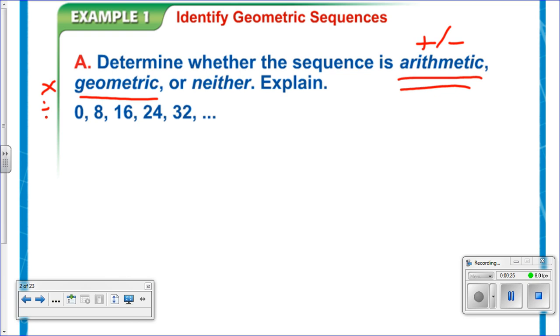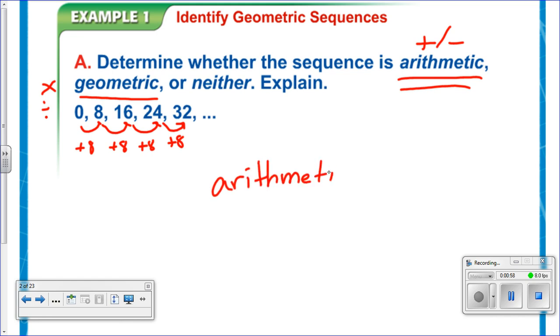So let's take a look. We go from 0 to 8 to 16 to 24 to 32. Now, to be geometric, we'd have to multiply. Is there anything you can multiply 0 by to get 8? No. So it's definitely not geometric. Let's see. To get from 0 to 8, we could add 8. Let's see if this works. Plus 8, plus 8, plus 8. Yep. So this would be arithmetic because we are adding 8 to each term.